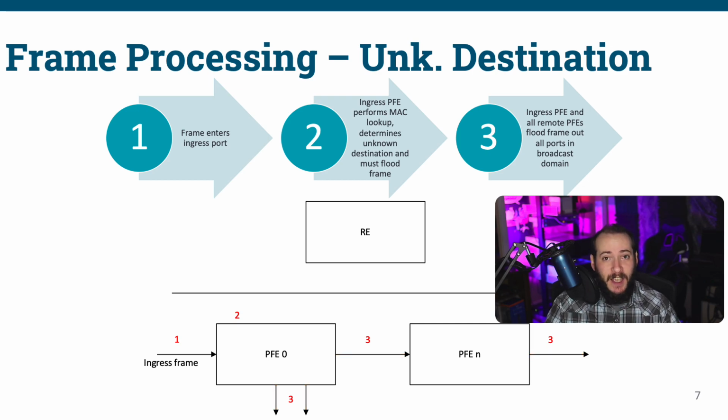Note that in this case as well, the routing engine is not made aware of the frame when the destination is not known, except for statistical counters that it may read on the PFEs, indicating how often this situation occurs.